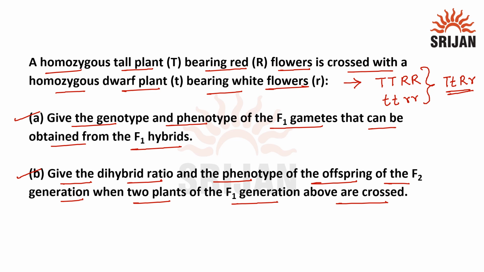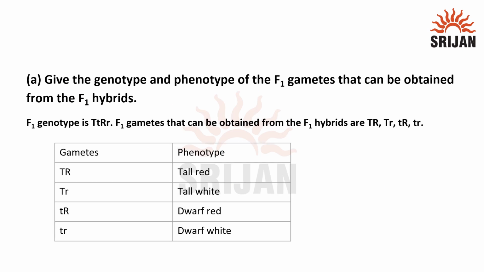as genotype. Now let's answer the A part, that is give the genotype and phenotype of F1 gametes that can be obtained from F1 hybrids. So we know that the F1 genotype is capital T small t and capital R small r. So here we have the F1 hybrid, that is capital T small t, capital R small r.